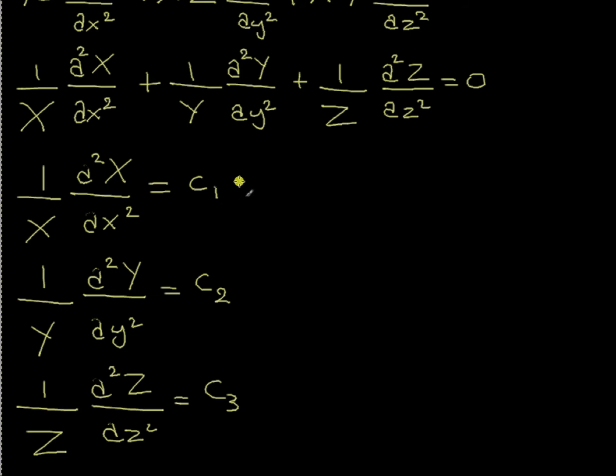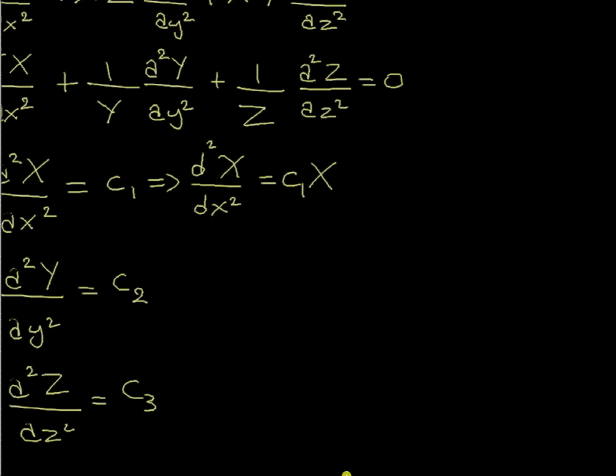Alright, now I'm gonna rewrite this. I'm gonna move this denominator on the other side. So I have d squared of the function x over dx squared equals c1 times the function x. And something similar for the other ones. I will not write the same thing for the other ones. I'm gonna use this and I'm gonna give you the overview of your approach just using that.